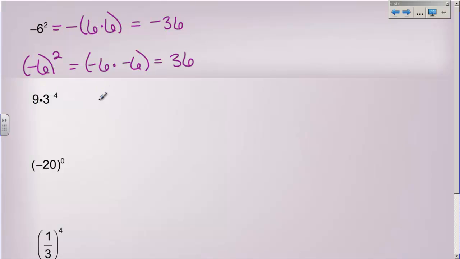Okay, next example, I have 9 times 3 to the negative 4. This 9 right here has an exponent that we cannot see. It's a little invisible 1. If you don't see an exponent, you understand it's a 1. And since this has a positive exponent, when I rewrite this, the 9 gets to stay in the numerator because it had a positive exponent to begin with. The 3, however, has to go to the denominator, so I can make this 3 to the positive power of 4. And then I have to simplify this. 3 to the 4th is 3 times 3 times 3 times 3, which equals 81. This will also simplify to 1/9. So there is your simplified expression.